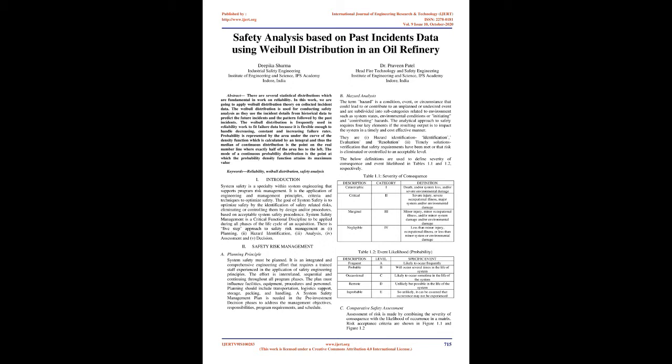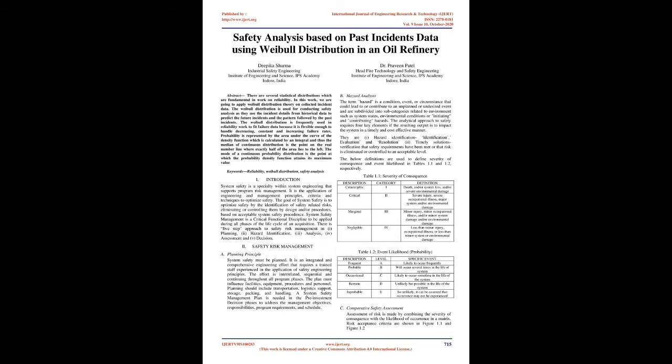Introduction. System safety is a specialty within system engineering that supports program risk management. It is the application of engineering and management principles, criteria, and techniques to optimize safety. The goal of system safety is to optimize safety by the identification of safety-related risks, eliminating or controlling them by design and/or procedures, based on acceptable system safety precedents. System safety management is a critical functional discipline to be applied during all phases of the life cycle of an acquisition.